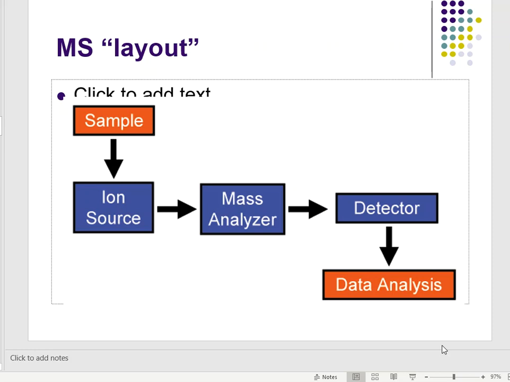So you need a sample, and the sample needs to go into the ion source, and this creates the charge. And these charges are typically positive. They go into the mass analyzer, which is part of the quadrupole, as well as the bend. Those positive pieces will escape, and the detector will see and measure the formula weights of those pieces as they hit.